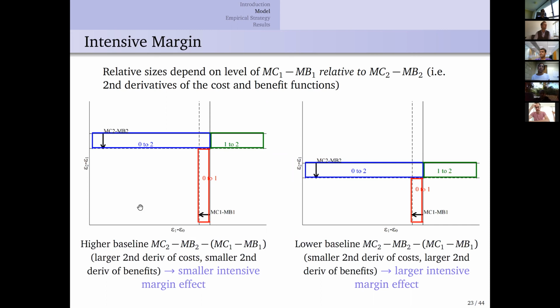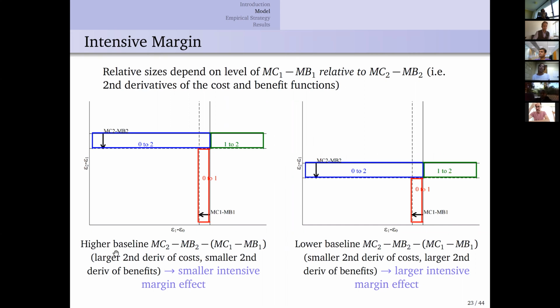this left-hand figure is showing you a larger cutoff number 2, that's what I'm going to call MC2 minus MV2, relative to cutoff number 1. So I'm fixing cutoff number 1 and I'm just shifting down cutoff number 2 to go from the left figure to the right figure. And what you'll notice is that when you shift this down, it squashes down the red rectangle essentially, leaving you with a larger share of individuals shifting from 0 to 2. So for this intensive margin effect, what matters is the relative position of the second cutoff to the first cutoff.